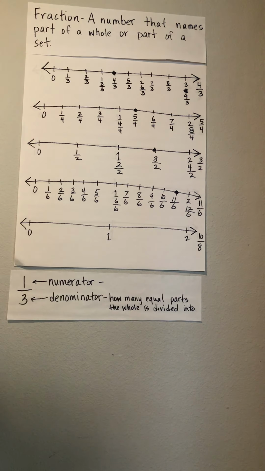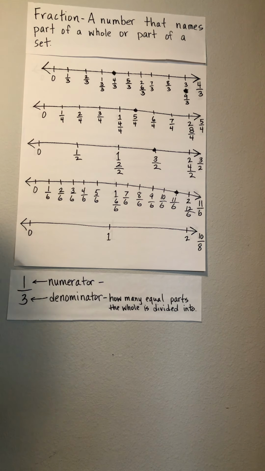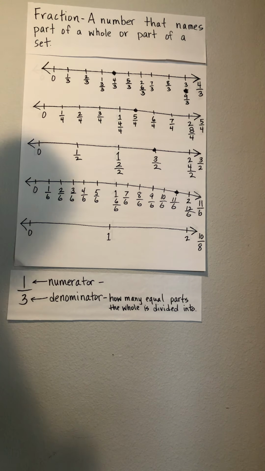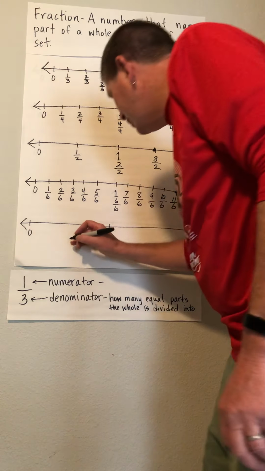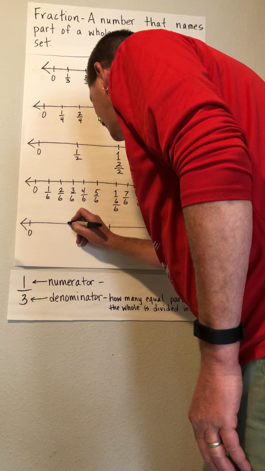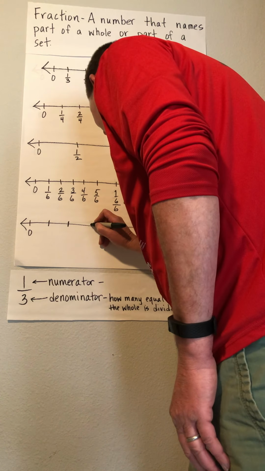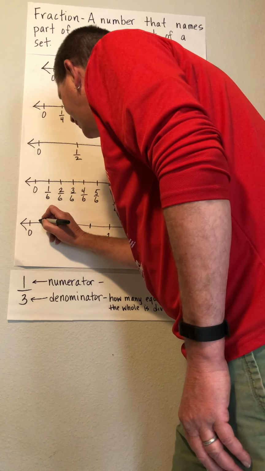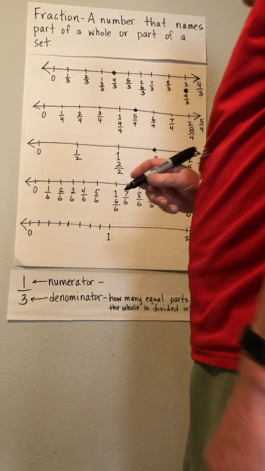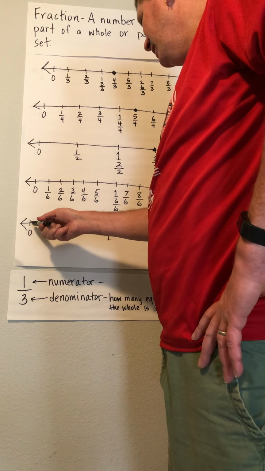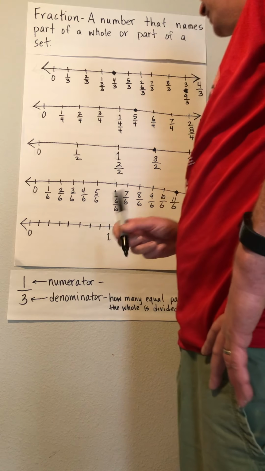Now I've got to do eighths. So from 0 to 1, we need to break this up into 8 equal sections on the number line. So to do that, you want to find the middle, and then divide it in half, and then halve those halves. So now I should have 8 equal sections. 1, 2, 3, 4, 5, 6, 7, 8.